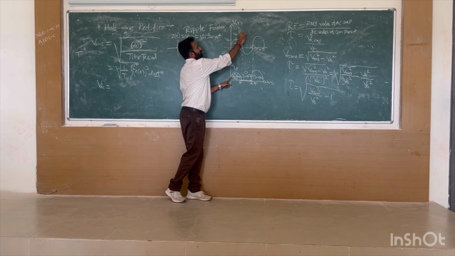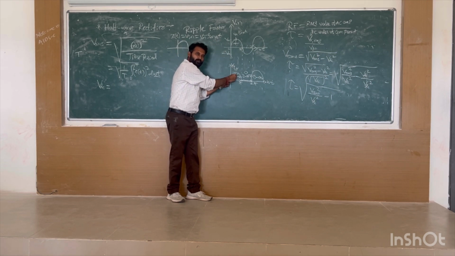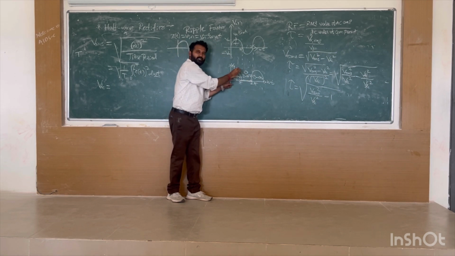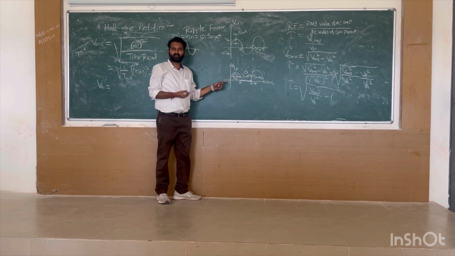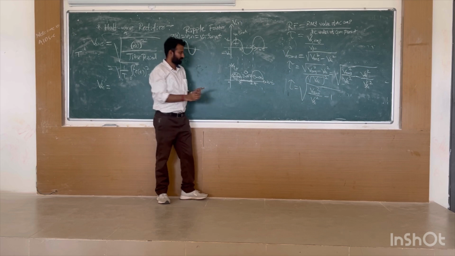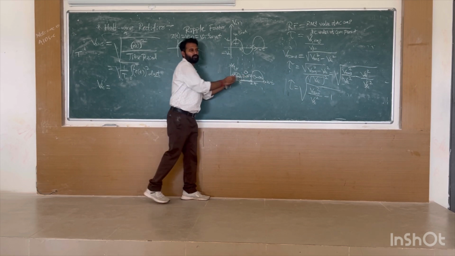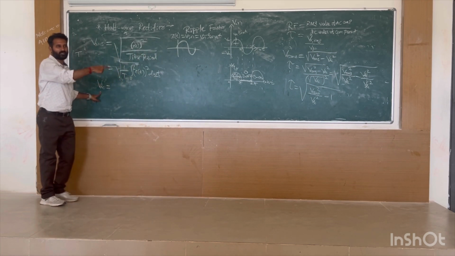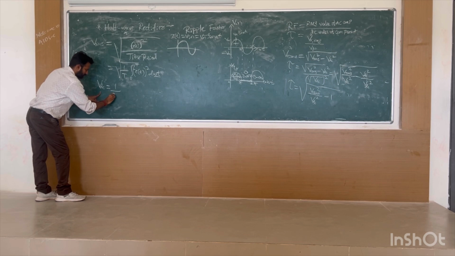Vm sin omega t. That is your input. You will get Vm sin omega t here. Here what are you getting? 0. So the summation of these is your DC output. The summation of these is your DC output. So I will write it. Understandable? Everyone understood that?